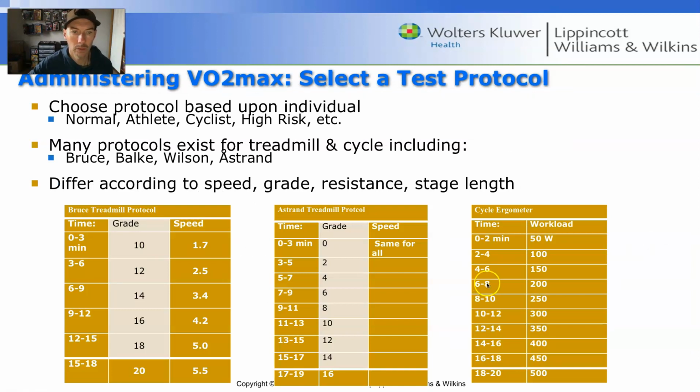So again, for lab 2, we're going to do the A-strand treadmill protocol. And then for lab 3, next week, we'll do the cycle ergometer protocol, which is kind of a modified A-strand, because these are very similar in that the speed stays the same. We're increasing the resistance by adding an incline here, increasing the workload here.